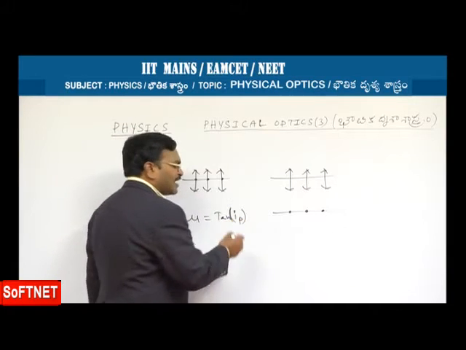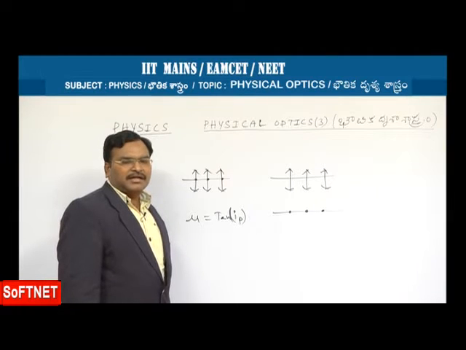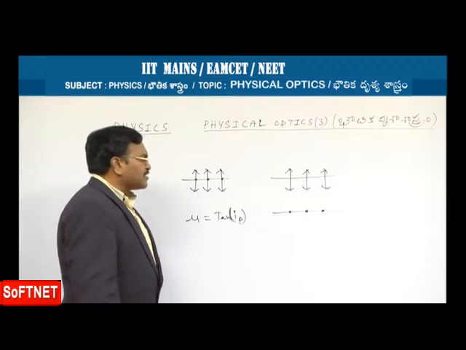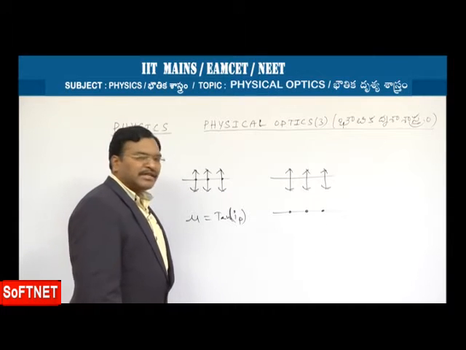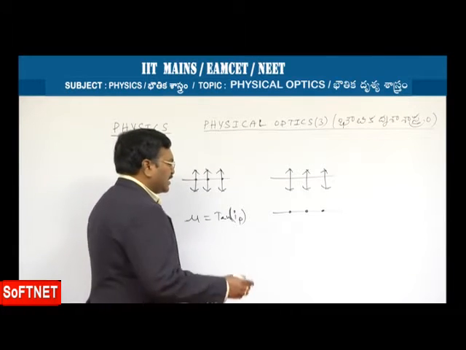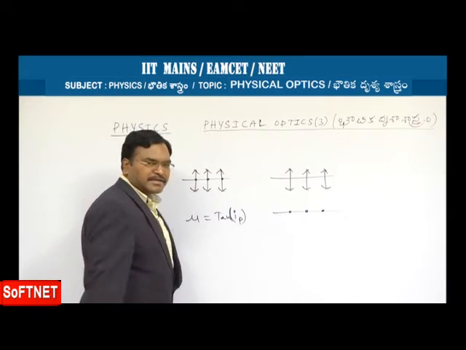At the polarizing angle, what happens? Reflected and refracted rays are perpendicular. I also explained Malus law. What is that? Now we do problems on polarization, that is why I am explaining again.